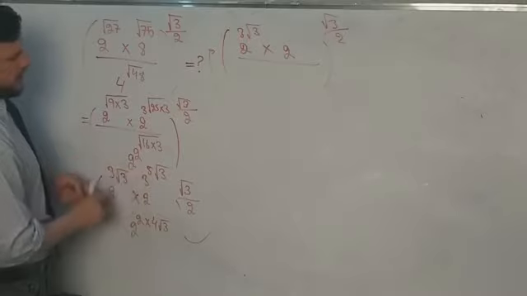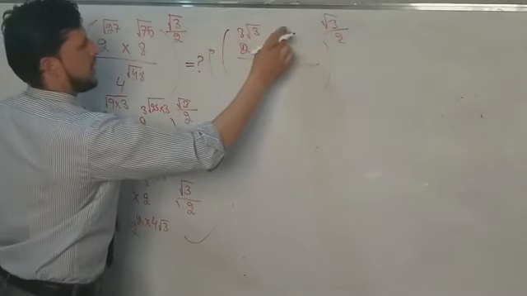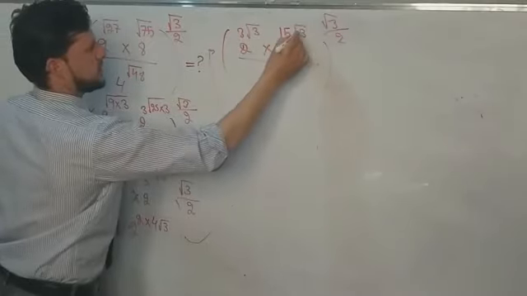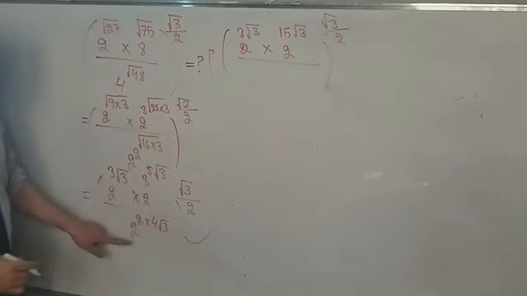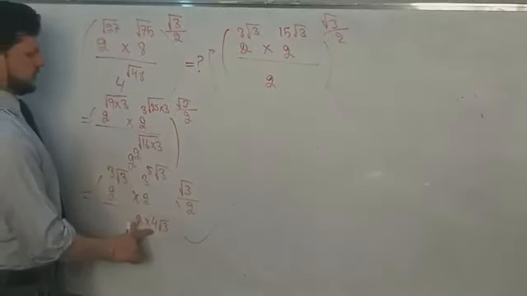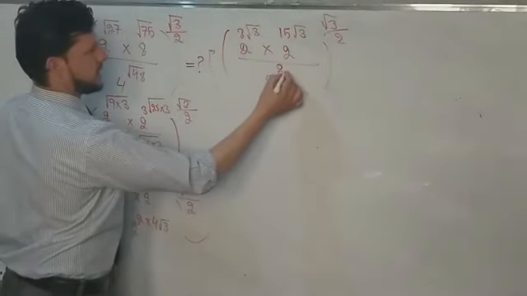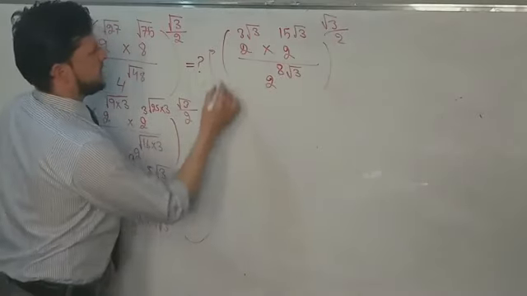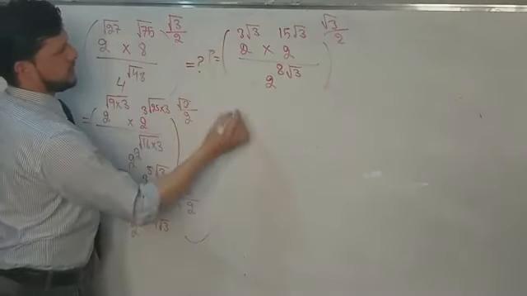Here you have to multiply according to the exponent rule. 3 multiplied by 5 is equal to 15, and the square root of 3, and 2 to the power of 2 multiplied by 4 is equal to 8, the square root of 3.